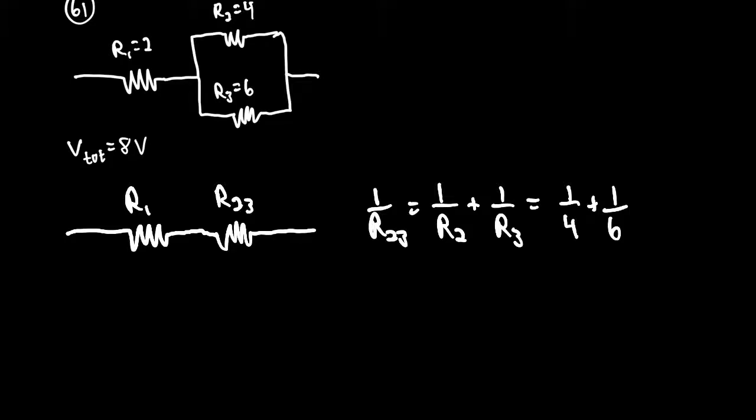How do I find R23? So 1 over R23 is 1 over R2 plus 1 over R3. So that's 1 over 4 plus 1 over 6. So 1 over R23 gives me, actually I didn't write it down. Somebody add those up for me. What do we got?